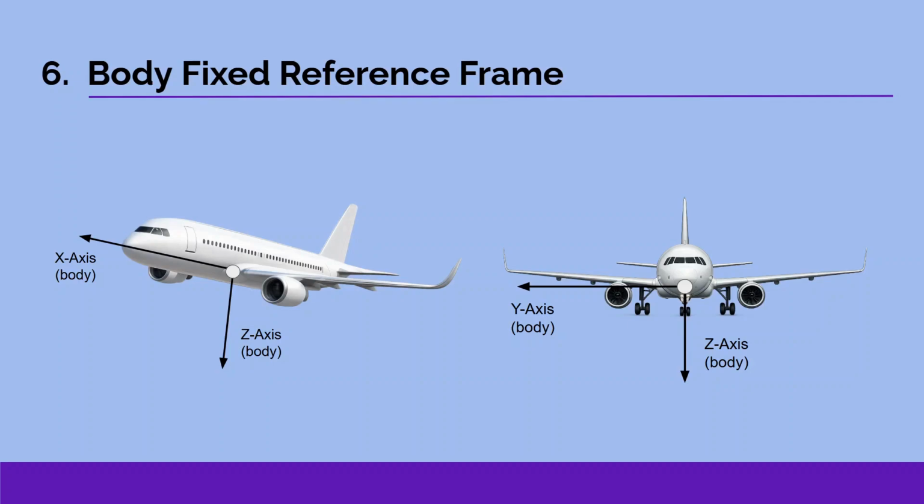It is angled with respect to the local horizon and ground frames by the Euler angles, with respect to the stability frame by the angle of attack alpha, and with respect to the wind frame by the angle of attack alpha and the sideslip angle beta.